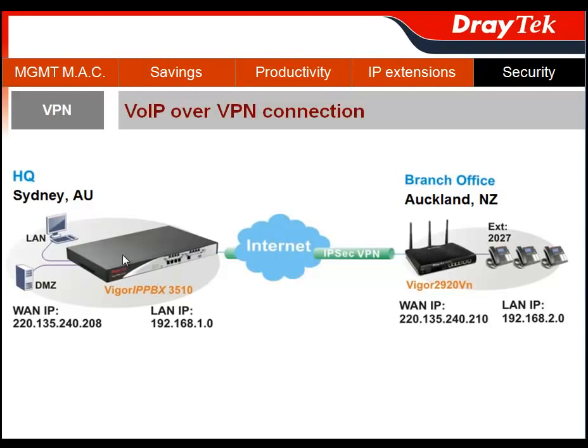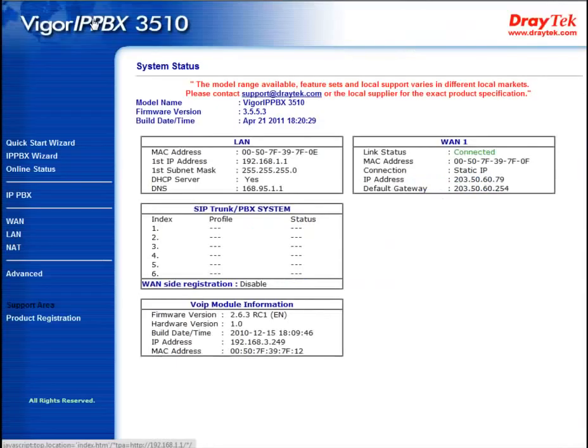Consider this scenario. A company has its headquarters in Sydney and a branch in Auckland. They'd like to establish an IPsec VPN LAN-to-LAN connection to secure data transmission between headquarters and branch. For both of these locations, we have the WAN IP and the LAN IP details, which we will use to connect the locations with an IPsec VPN.